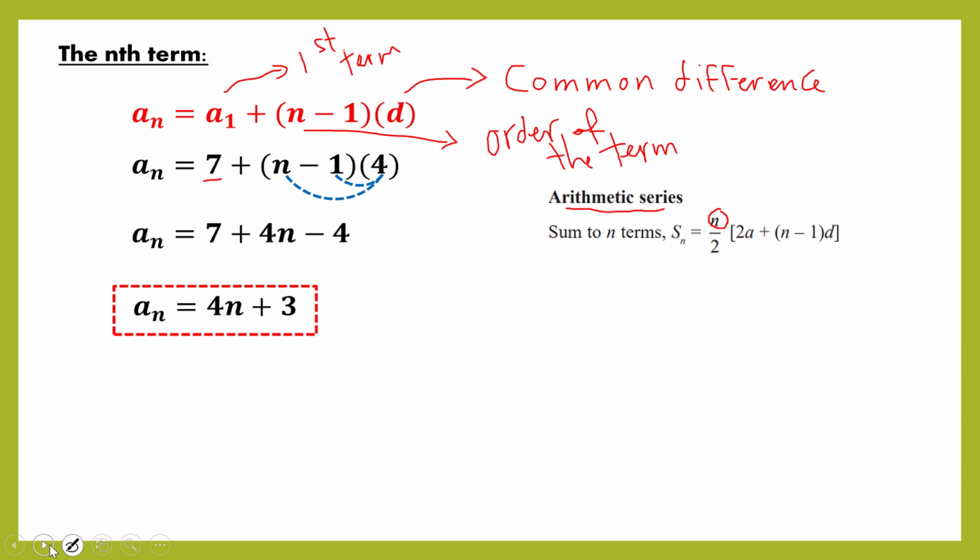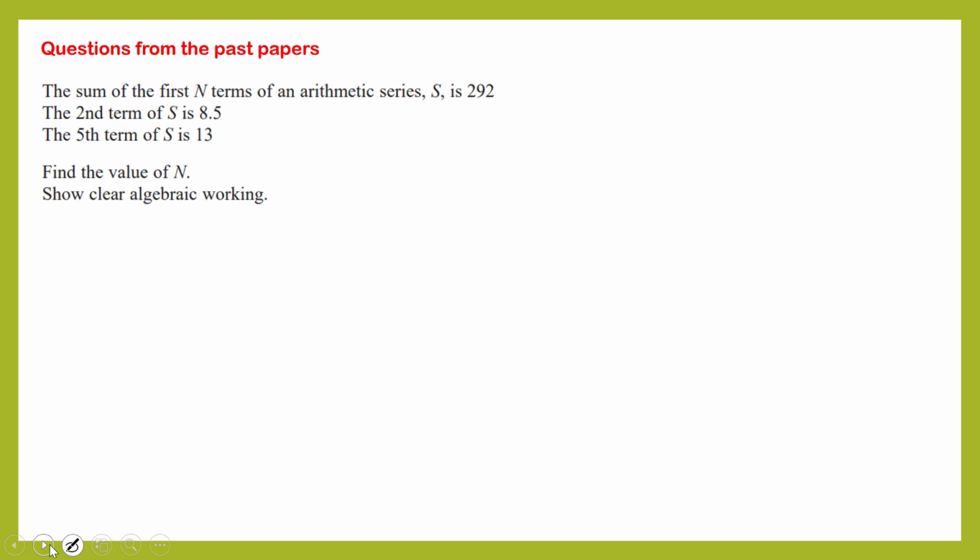So let's see some examples from the past papers. The first example says here from the past paper, the sum of the first n terms of an arithmetic series, so it talks about the summation here. The second term of s is 8.5. The fifth term of s is 13. Find the value of n.